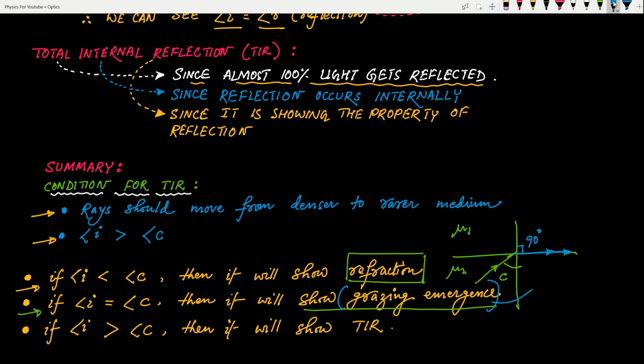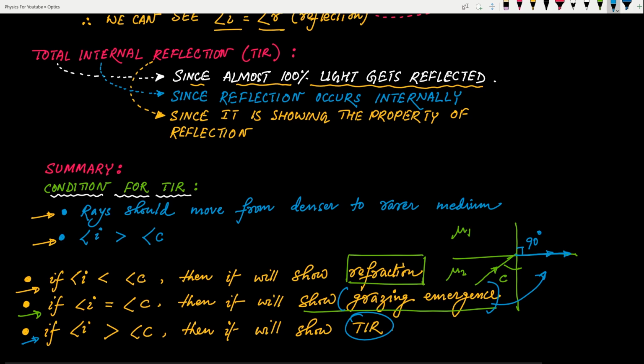So this is clear. Now the last one, if angle of incidence is greater than critical angle, then it will show total internal reflection, and this is very easy, as I have told and showed in the figure, that if the angle of incidence is greater than the critical angle, then it will reflect back into the same medium. This phenomenon is total internal reflection. As you can see, the angle of incidence is greater than the critical angle. So this is all about critical angle and total internal reflection, the core concept of this.